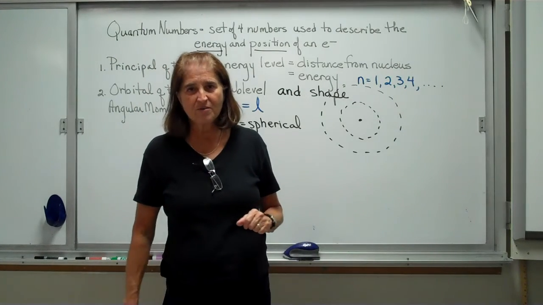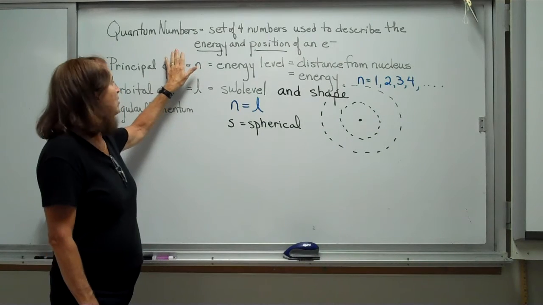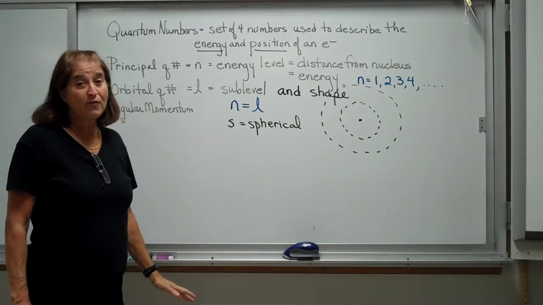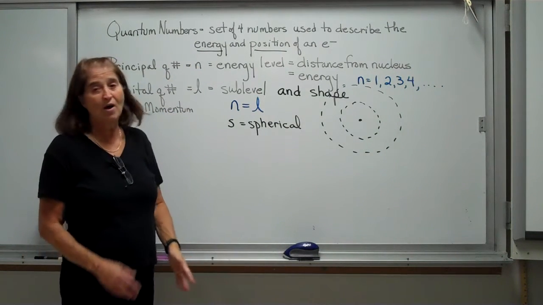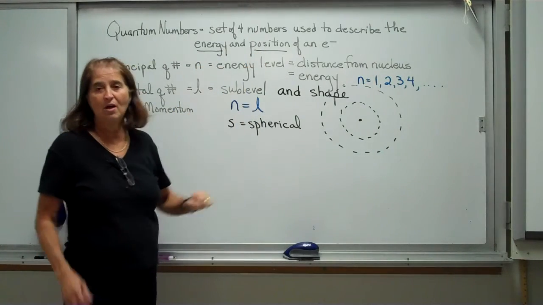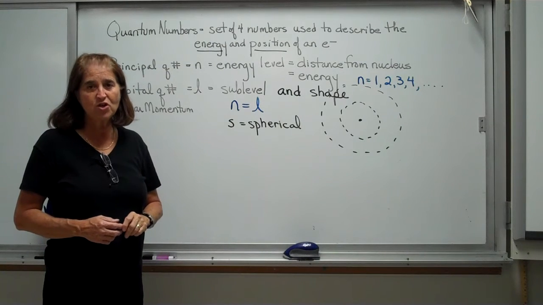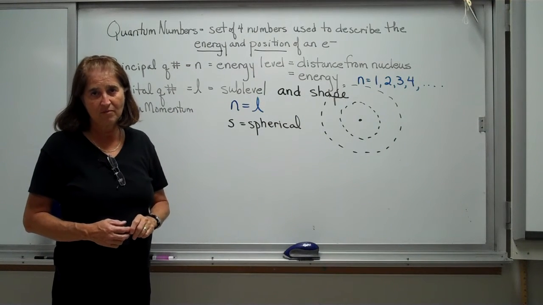Here's where we're going to start. We're going to start with the concept of quantum numbers. Quantum numbers is a set of 4 numbers used to describe the energy and the position of an electron. I'm going to talk about each of the 4 quantum numbers.